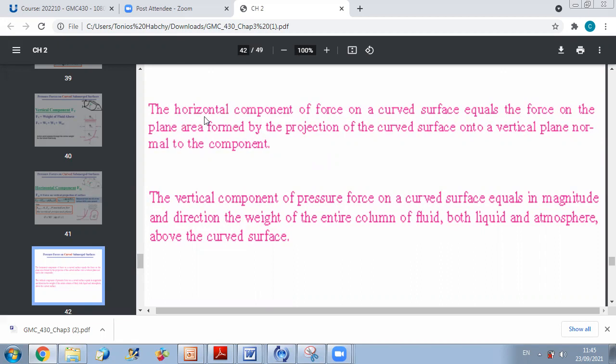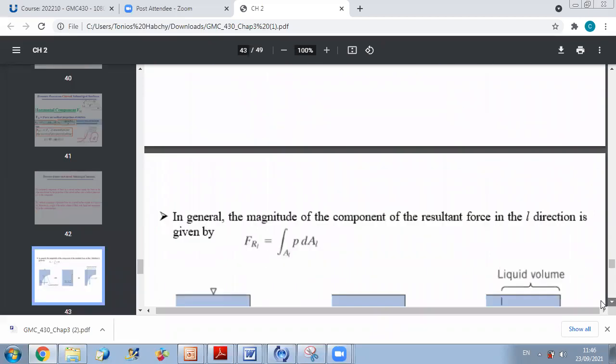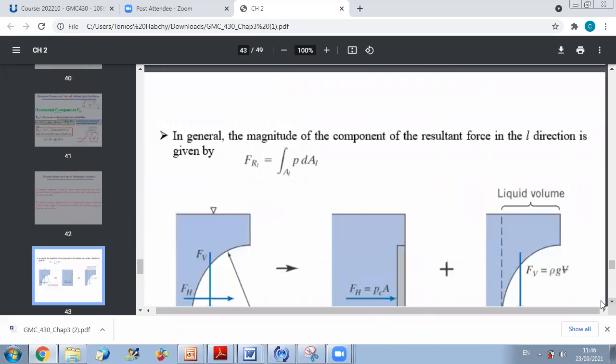So now, concerning the horizontal component of the force on a curved surface, it is equal to the force on the plane area formed by the projection of the curved surface onto a vertical plane normal to the component. And the vertical component of pressure force on the curved surface will be equal in magnitude and direction to the weight of the entire column of fluid, both liquid and atmosphere, above the curved surface. Okay, I know that it's hard as material, but when we do problems, it will be clearer for you.